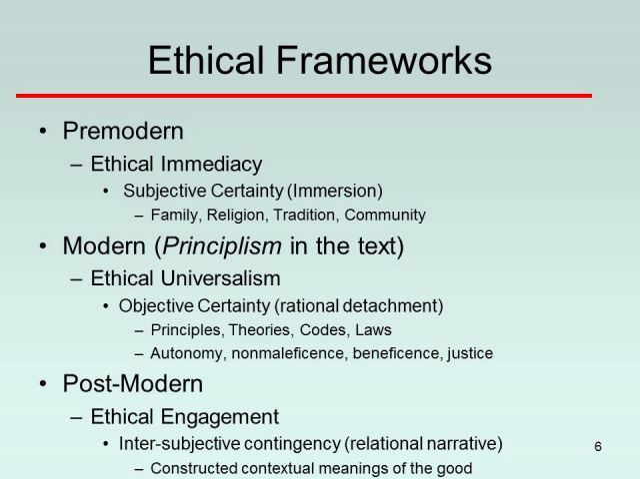First, pre-modern, where ethical immediacy governed the practice of individuals. Subjective certainty, that is what I believe, my family, my religion, my traditions, drove what was termed ethical behavior. Modern, or as your text calls it, principalism, was an approach to ethical universalism, believing that there were objective certainties that should be applied to make ethical reasoning. And those principles or theories or laws include some things that are quite familiar to you: autonomy, non-malfeasance, beneficence, justice. Your text describes them also.